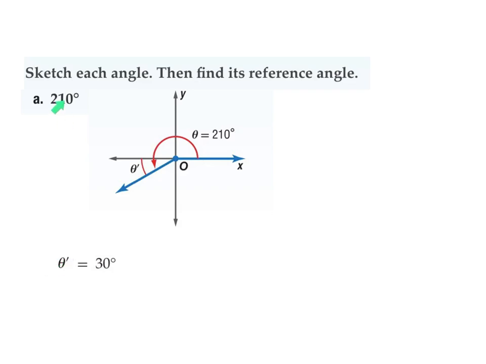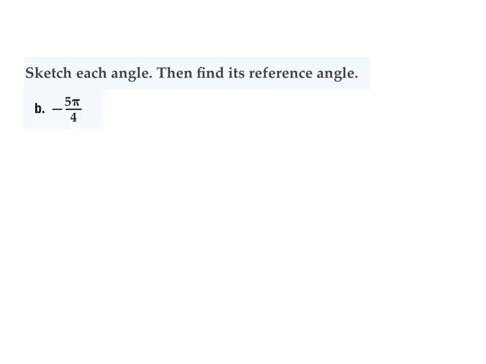Notice again the problem started in degrees, ended in degrees. So let's do one where it starts in radians. And this is where that table, that chart, that diagram I gave you yesterday might come in handy for you. So here's another one. Negative 5 pi over 4. Sketch that, and then let's find its reference angle.